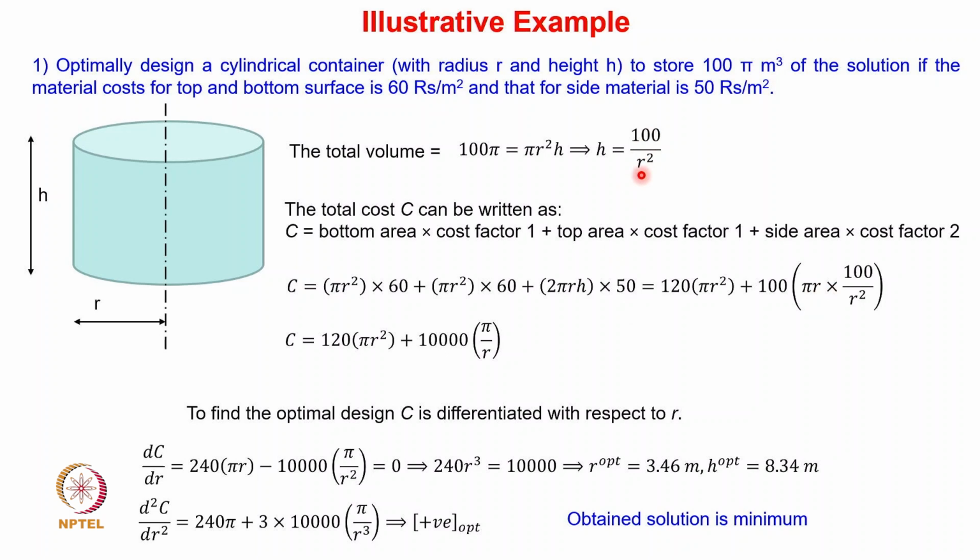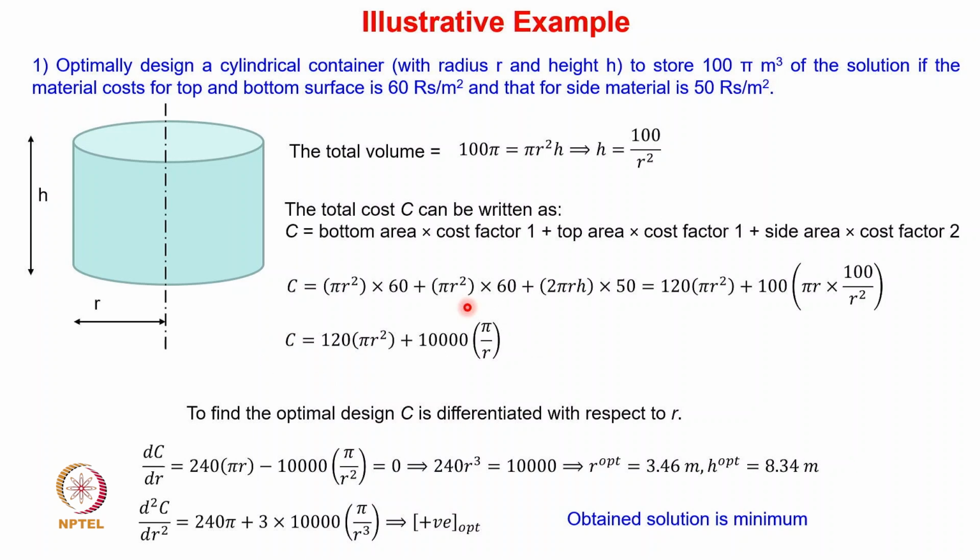Okay, again we can simplify this equation. So what we get is 120 pi r square plus this 100 multiplied by 100, that becomes 10,000. So 10,000 multiplied by pi by r. So this is the final cost function we are having.